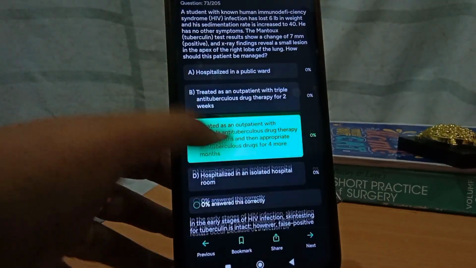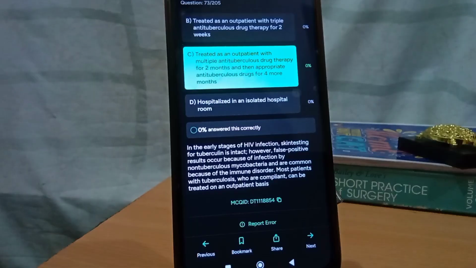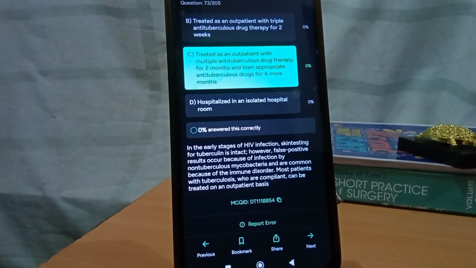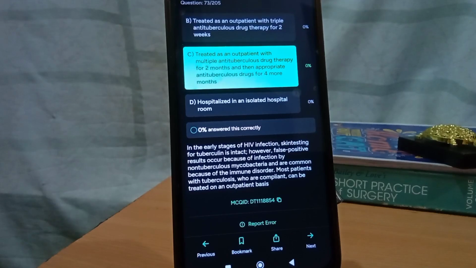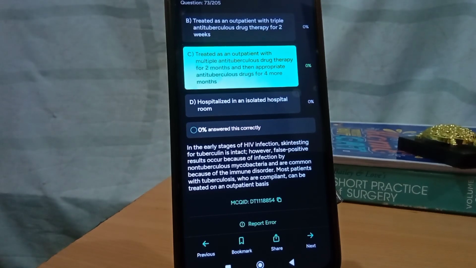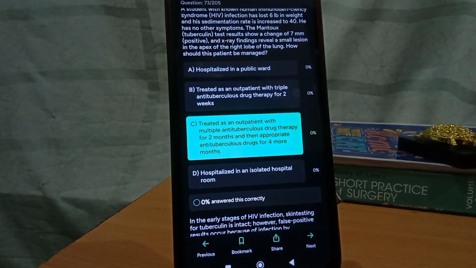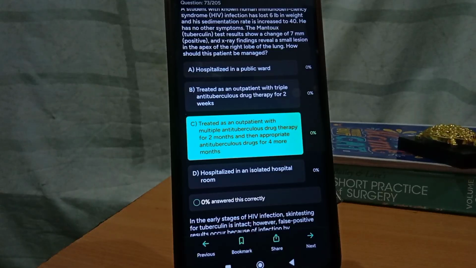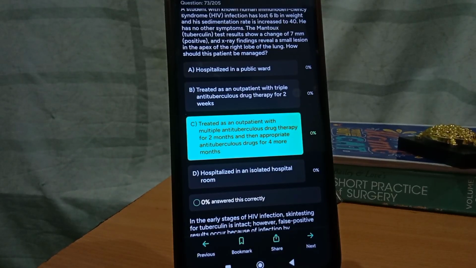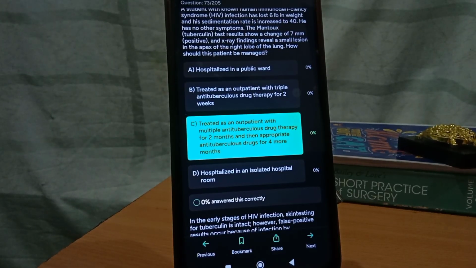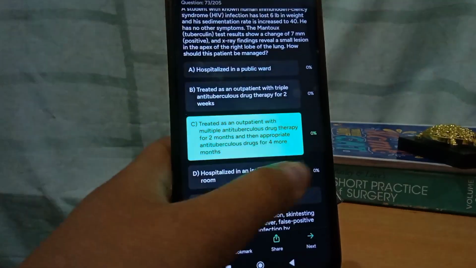infection, skin testing for tuberculin is intact. However, false positive results occur because of infection by non-tuberculous mycobacteria, and are common because of the immune disorder. Most patients with tuberculosis who are compliant can be treated on an outpatient basis. So, treated as an outpatient with multiple anti-tubercular drug therapy for 2 months, and then appropriate anti-tubercular drug for 4 months.